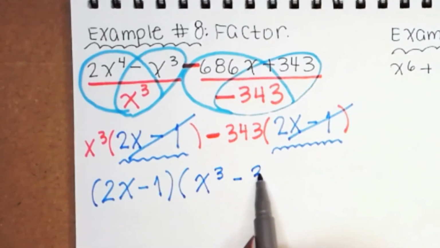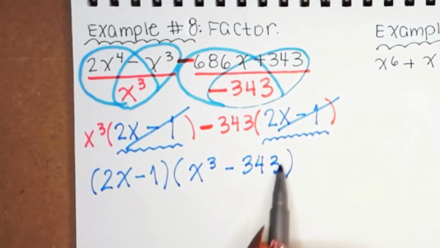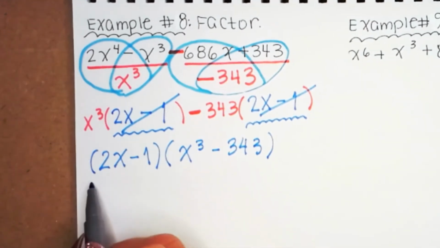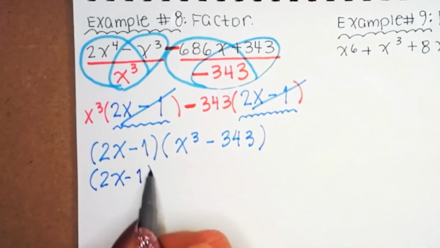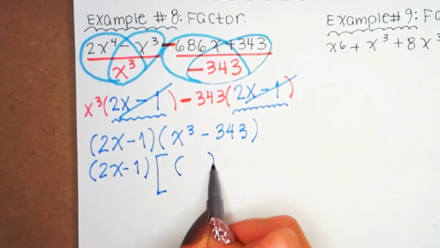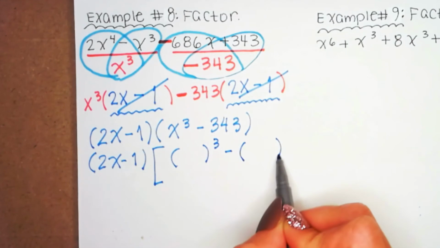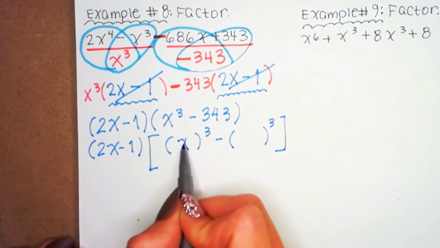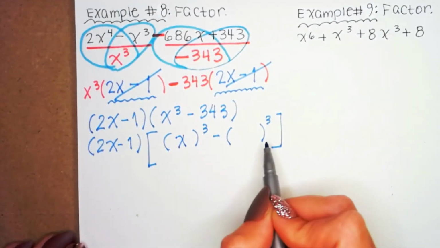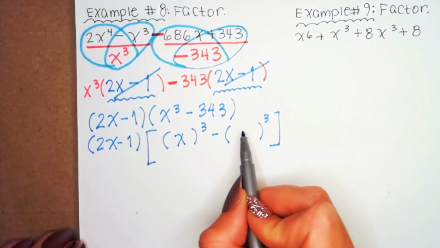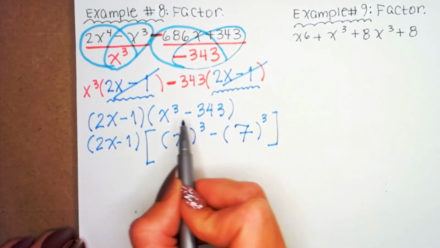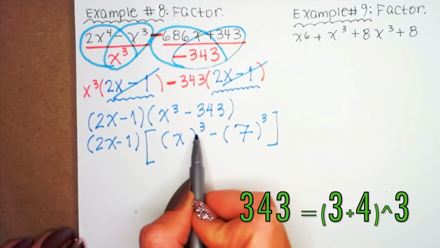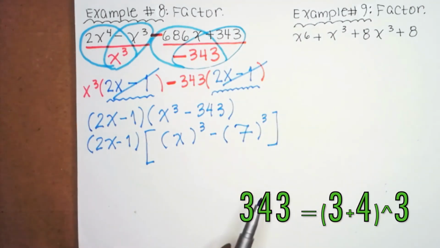X to the third minus 343. This number should look familiar to you if you've been practicing that list of math facts I told you about. 2x minus 1 can just stay the way it is. Let's put on our cubing vision glasses. What's being cubed to make x cubed? X. What's being cubed to make 343? 7. A way I used to remember is I would say to myself that 3 plus 4 is 7 to the third. I know, it's weird, but maybe it'll help some of you.